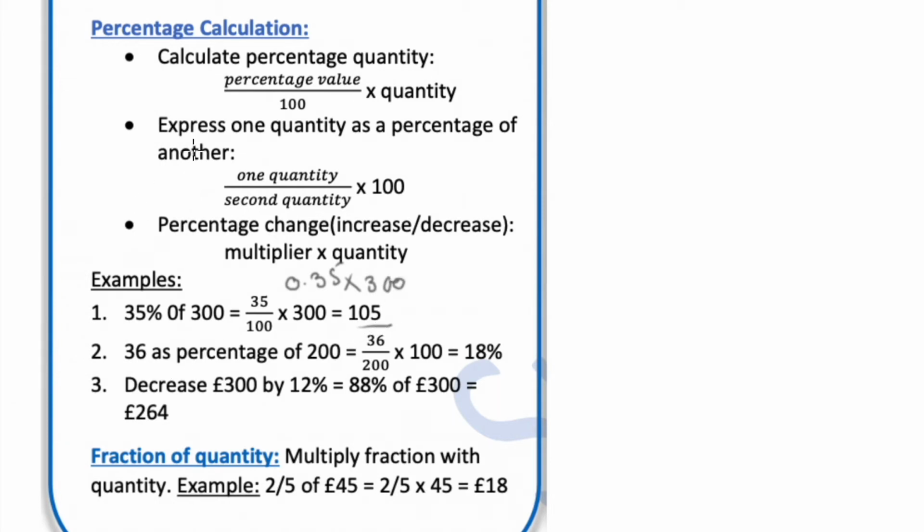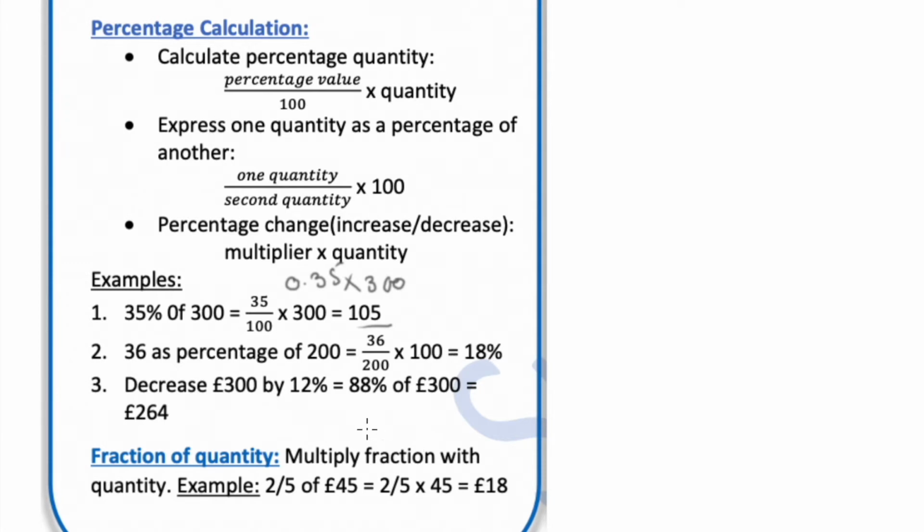The second type is that you have to express one quantity as a percentage of another. For that, you have to divide one quantity by the second one and times it by 100. The example of this type is that you have to find 36 as a percentage of 200. So you can express it like that: 36 divided by 200 times 100, which will give you 18%.